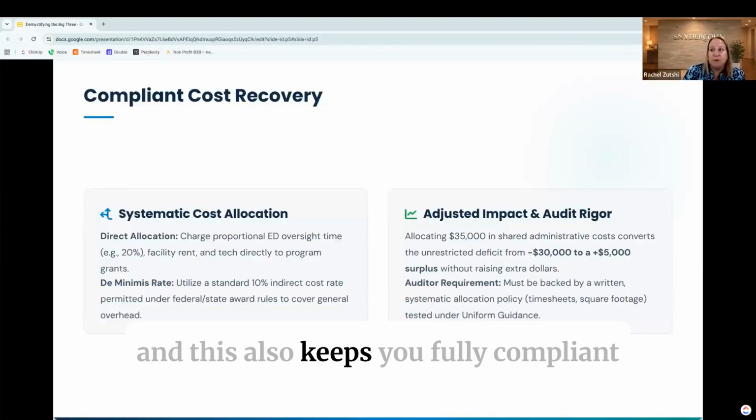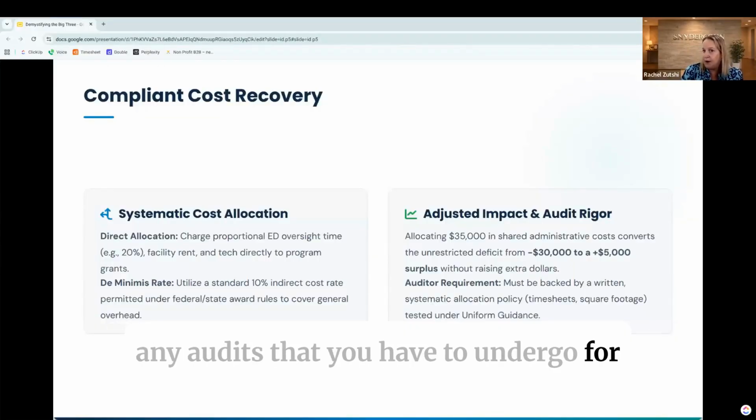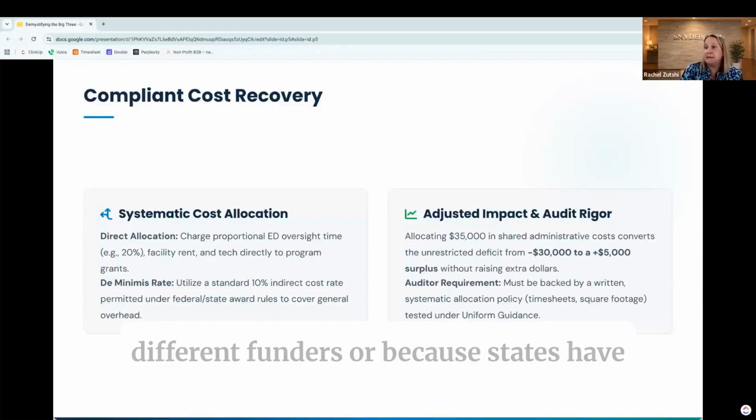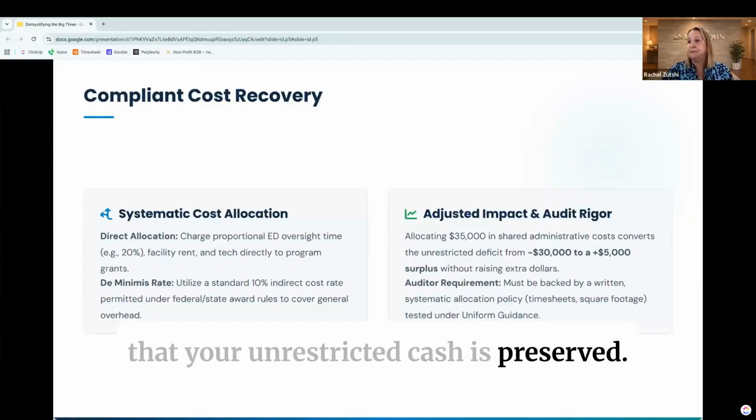And this also keeps you fully compliant with federal uniform guidelines, and with any audits that you have to undergo for different funders or because states have compliance rules, while also ensuring that your unrestricted cash is preserved.